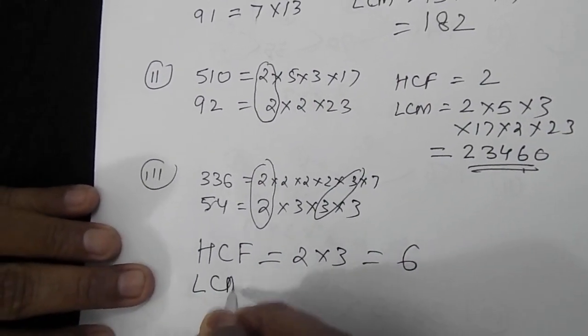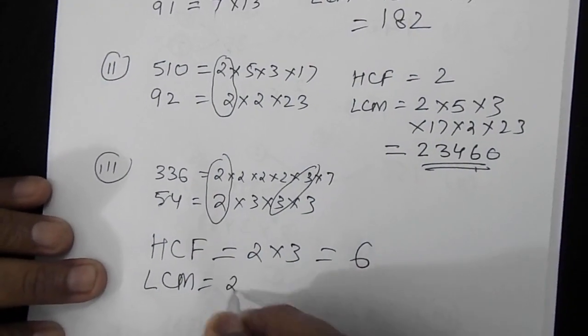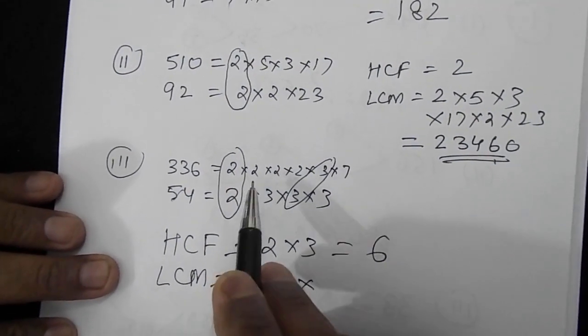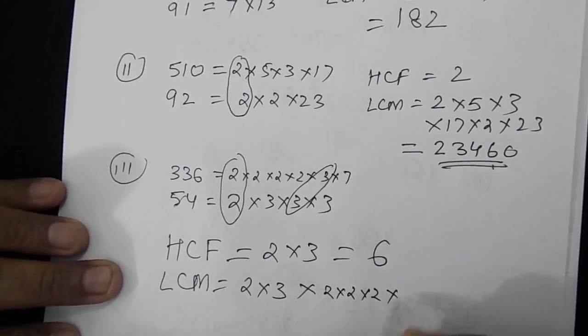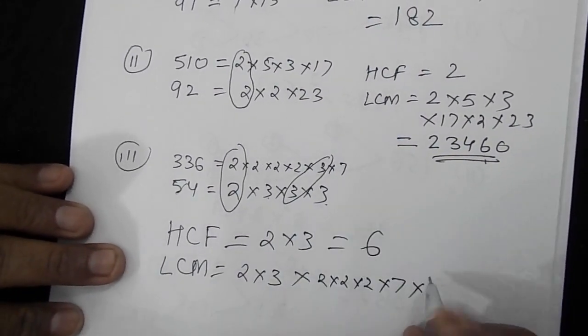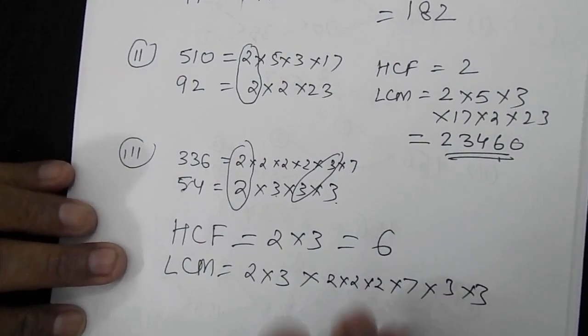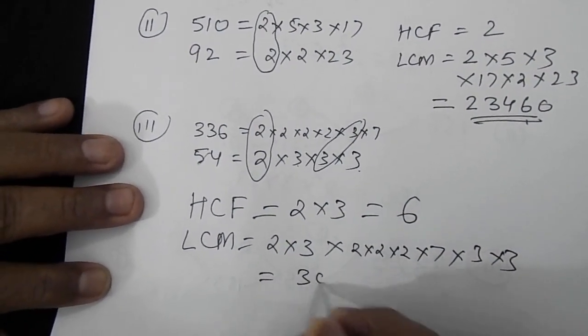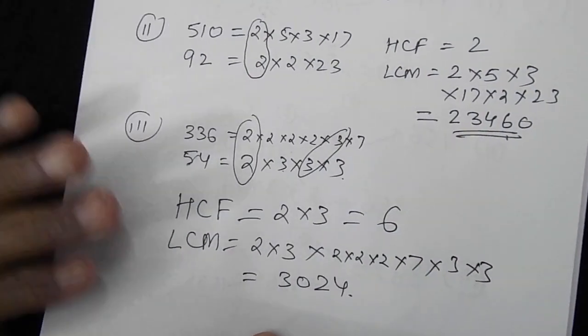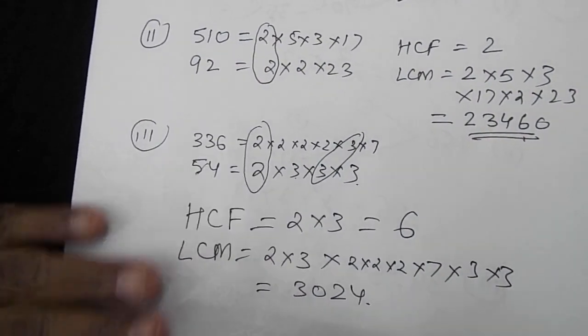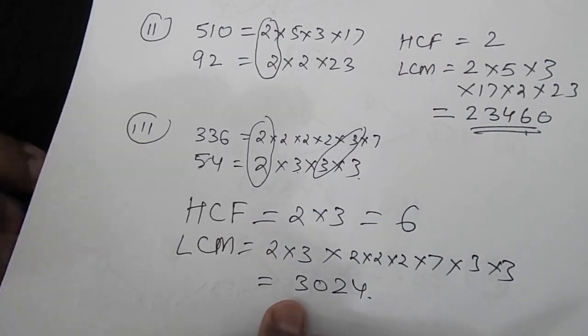What about the LCM? First of all, we write 2 into 3 and the remaining factors 2, 2, 2 into 7 into 3 and 3. When you multiply this, you get 3024. So this is the way we find out the LCM and HCF and verify. So verification part, you can do it yourself.